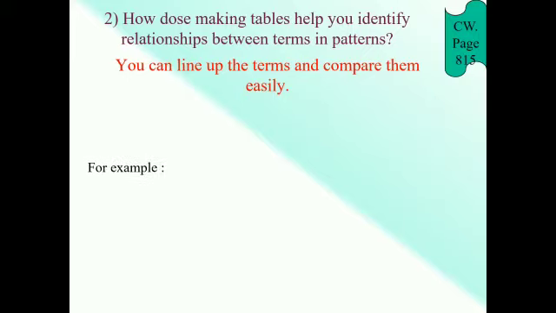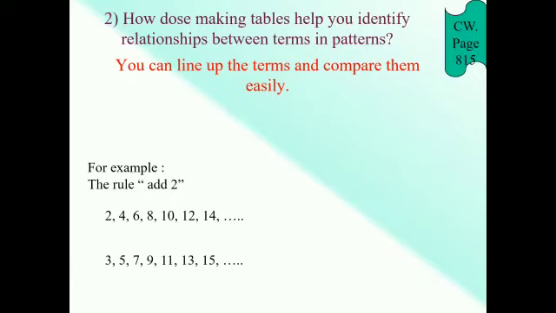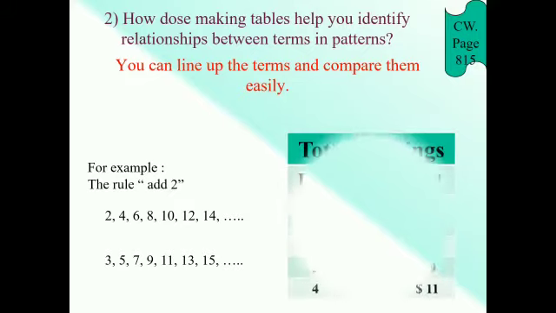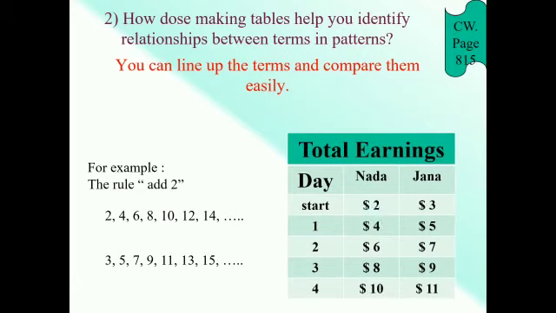For example, if you have the sequence add 2, the sequence is 2, 4, 6, 8, 10, 12 and 14. The other sequence you have is 3, 5, 7, 9, 11, 13 and 15. If we make a table for this, we can clearly keep the record of how much they earn each day. We can even compare the earnings of Nada and Jana. So a table helps us to line them up properly and compare.